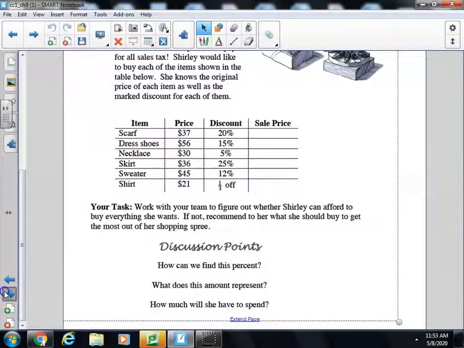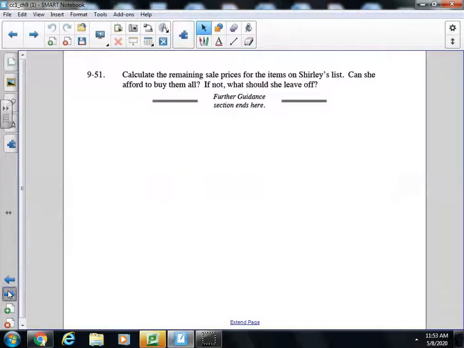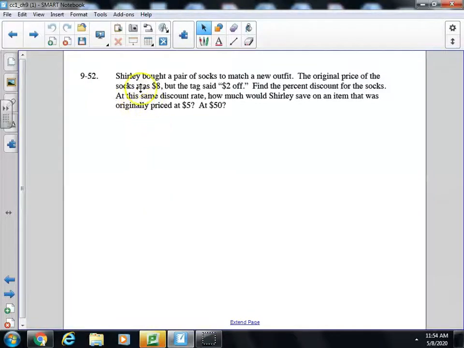All right, so moving on, we're going to go ahead and move on to question 52. So again, if you read along, it says Shirley bought a pair of socks to match a new outfit. The original price of the socks was $8, but the tag said $2 off. Find the percent discount for the socks. So we want to know how much it was discounted. At the same discount rate, how much would Shirley save on an item that was originally priced at $5, or what about $50? So the first thing we wanted to find was the discount rate. Something was $8 and it was $2 off. What percent off did we get?